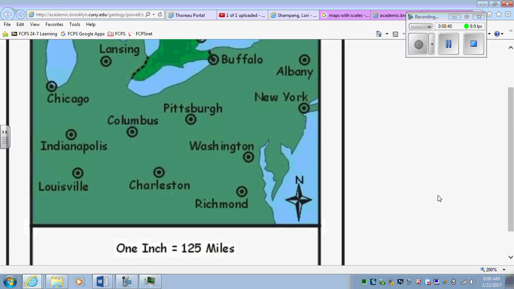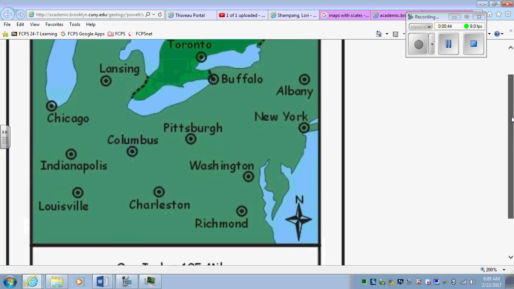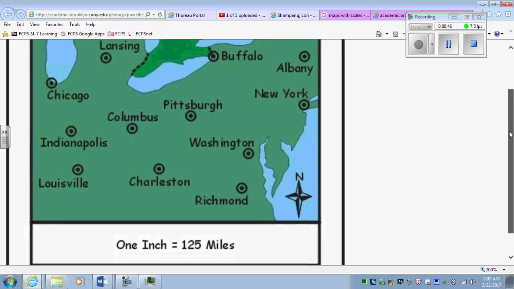So let's look at an example of what a real scale drawing looks like. Here is an example. This is a map, and it looks like a map of the northeastern part of the United States. And we see at the bottom this 1 inch equals 125 miles. That is my scale factor. So that is showing that for every 1 inch on my map, that's equivalent to 125 actual miles.